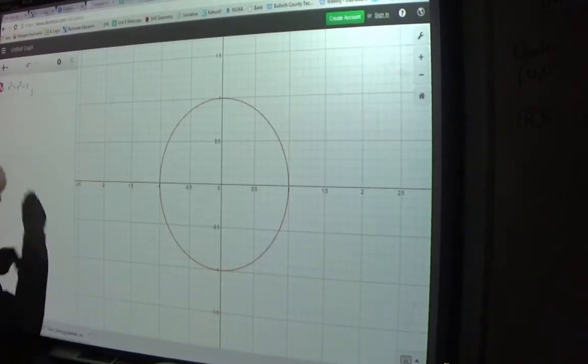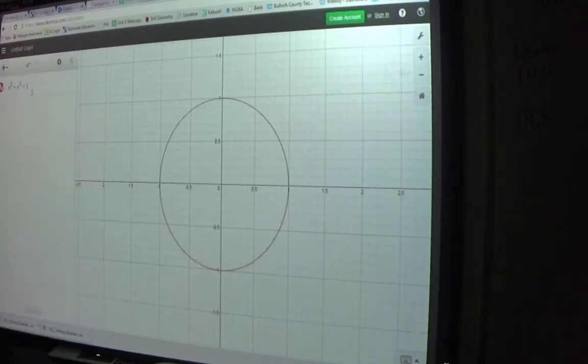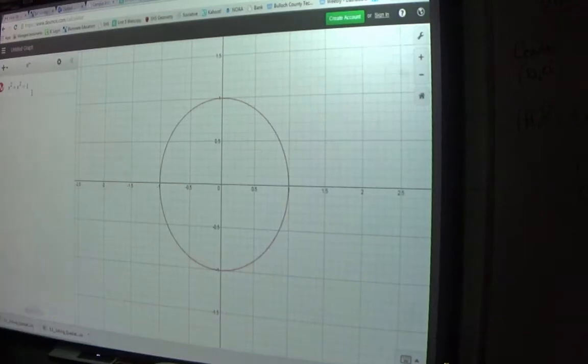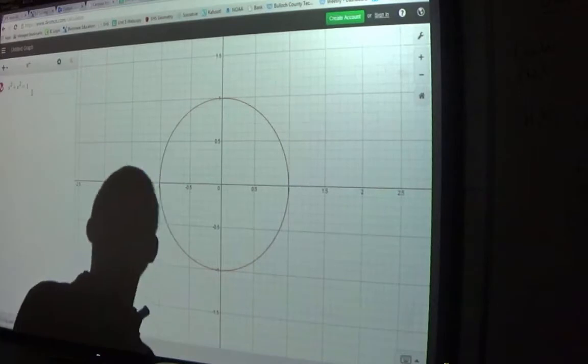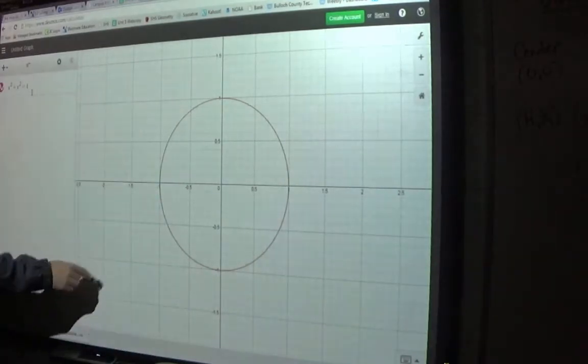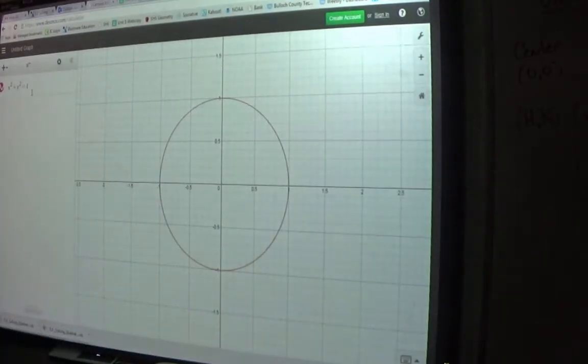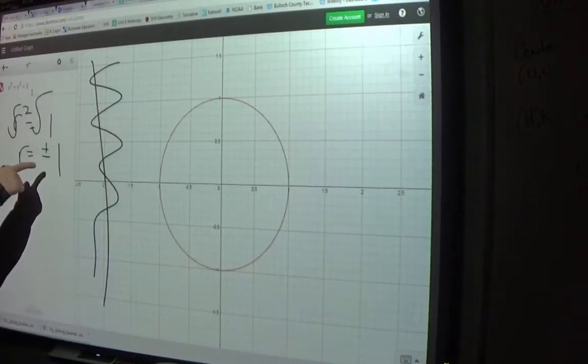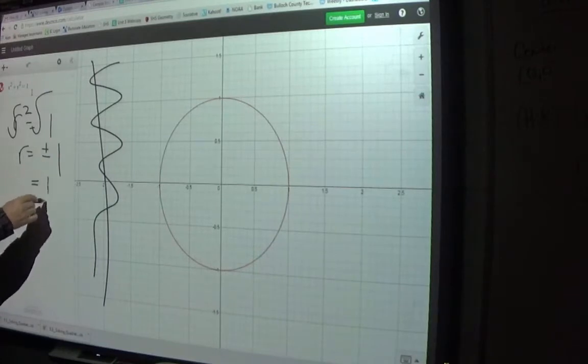Let's see if this will work. r squared was equal to 1. And if r squared equals 1, I square root both sides, r equals plus or minus 1. It's going to work eventually. There we go. See? So r equals plus or minus 1, but can a radius equal a negative value? No. Can the radius equal negative 1? No. So r just equals 1.